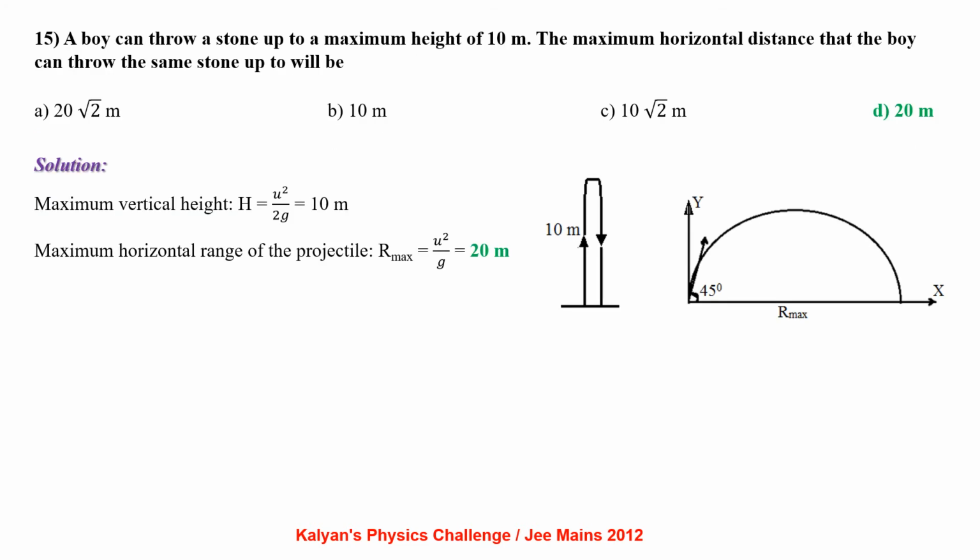A boy can throw a stone up to a maximum height of 10 meter. The maximum horizontal distance that the boy can throw the same stone up to will be? Maximum vertical height h equal to u square by 2g, that is given to be 10 meter. So the maximum horizontal range of the projectile R max equal to u square by g, which is 20 meter, as it is 2 times maximum height.